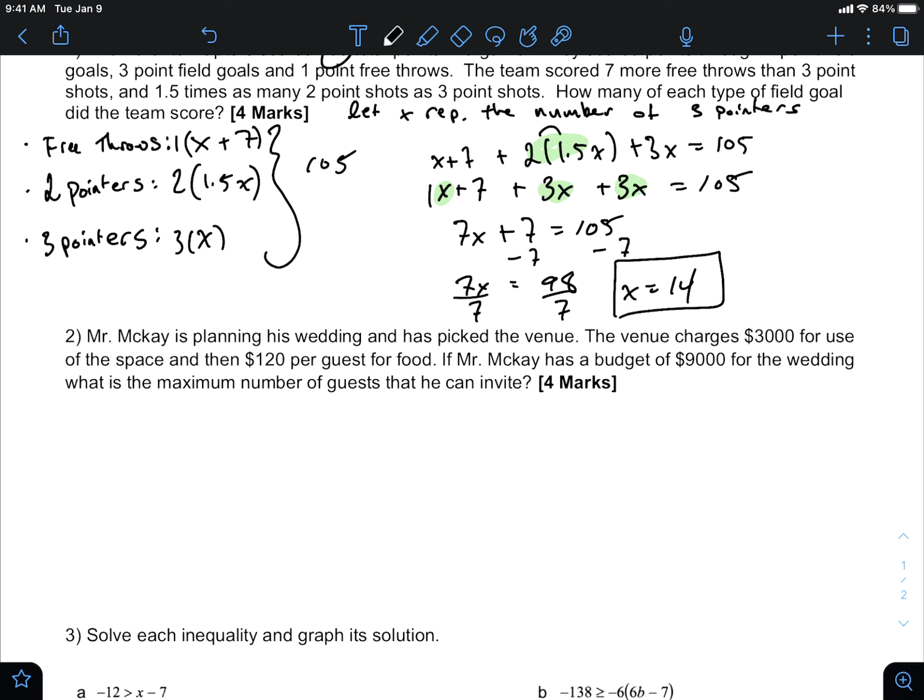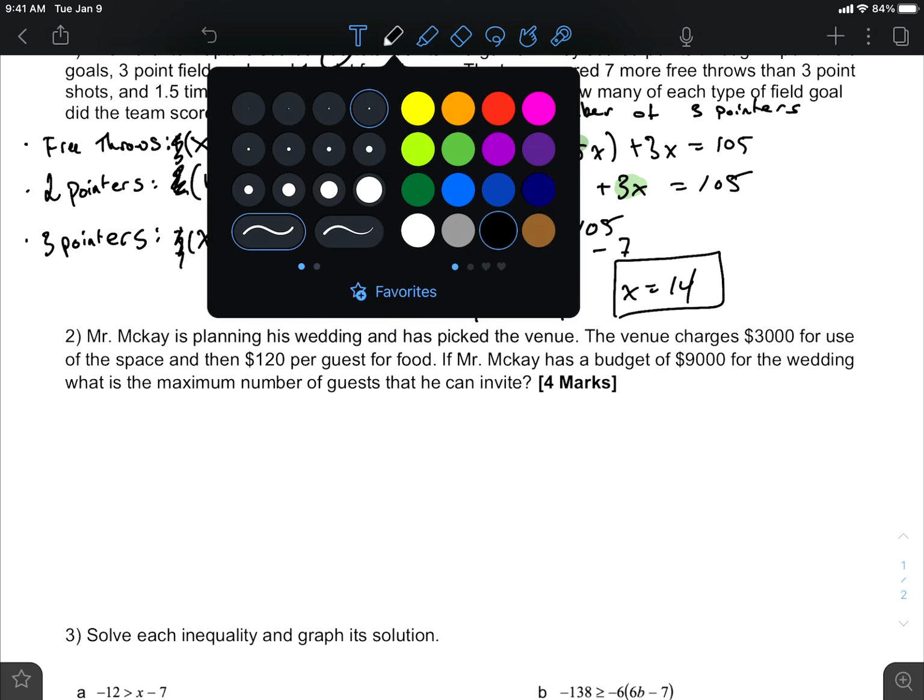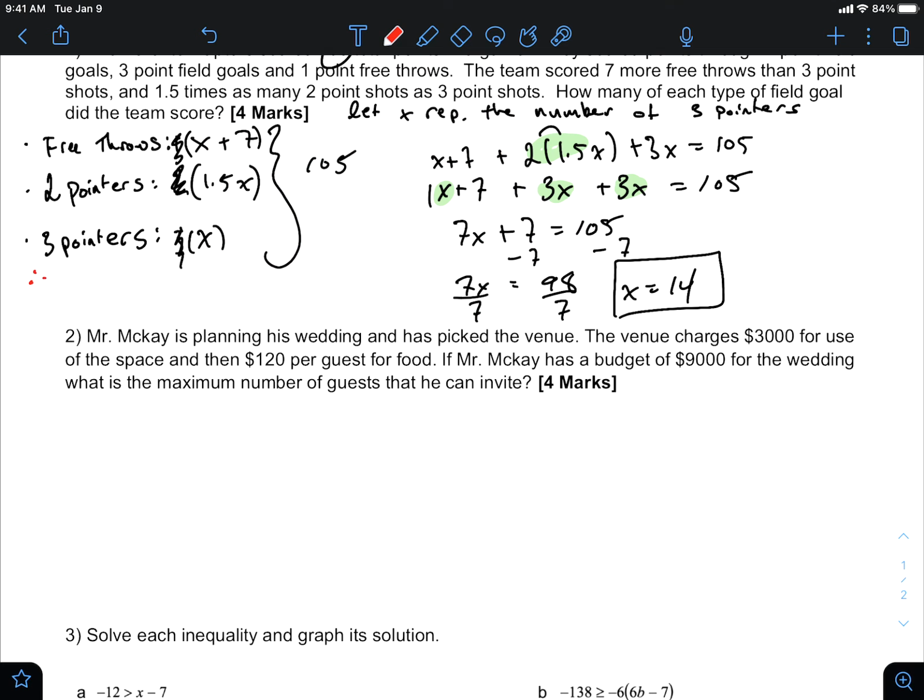It's not asking for the points scored. It's just asking for the number of each one of them scored, right? So I don't actually care about the value of the points this time when I go back. So right off the bat, I know one of them's easy because 3-pointers, well, it's just x. So I know there has to be 14 3-pointers. We're not talking about the value or how many points there actually are, just how many of each shot were actually made. And so it's just the stuff inside the brackets here.